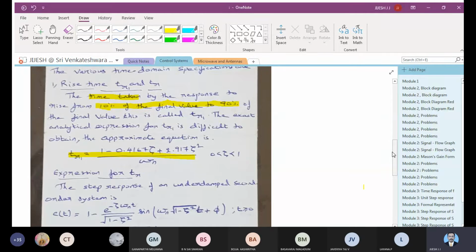I will just show you where, in the previous class, we already derived the expression for C of t for an underdamped second order system. We are going to use that equation and further simplify it for rise time. All of you note down these things. What you have to understand here is the time taken for the response to rise from 10% of the final value to 90% of the final value.